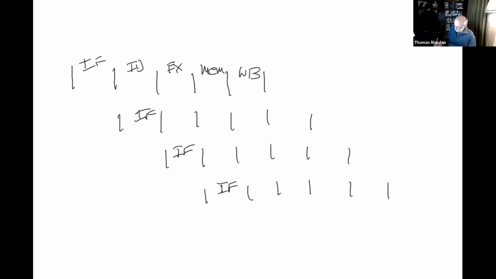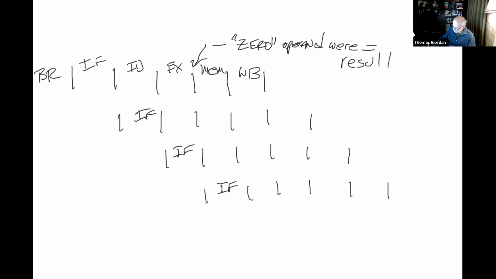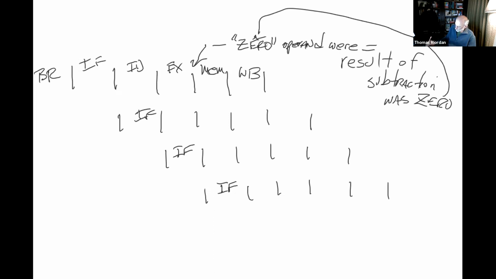Now, the best case, if this is the branch instruction, is that at the output of the execution stage, that's where we compute that signal that he calls zero, which meant the operands were equal. The result of the subtract was 0. Okay, so we have that here.